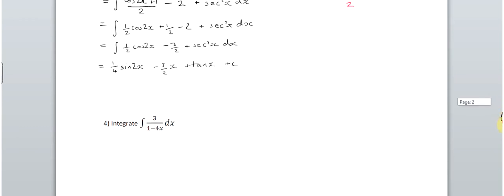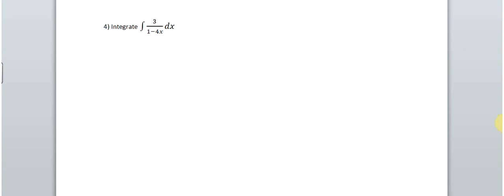Okay, last one. Integrate 3 over 1 minus 4x. Well, it's about as simple as they come. This is an ln problem, this one is. So you can take out the 3 if you want. This makes it a bit more obvious. 3 over 1 minus 4x dx.